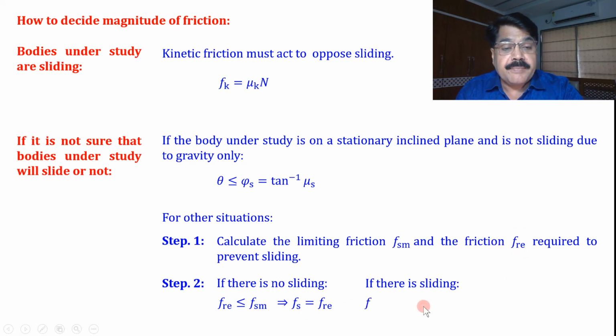Now if there is sliding, this FRE will be greater than FSM, and here there will be kinetic friction. So Fk will be equal to mu k into N. So that is the complete idea, or complete strategy, to decide friction. Now we come to the types of problems we have at hand today.